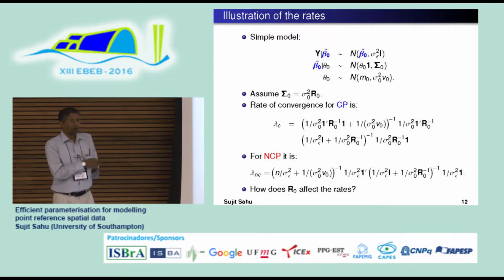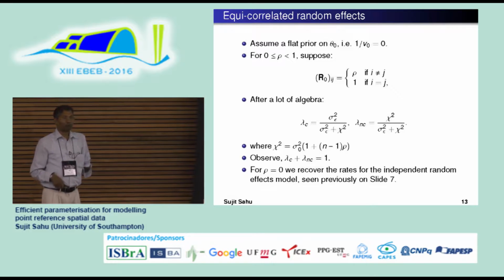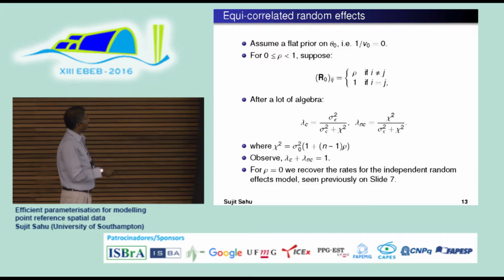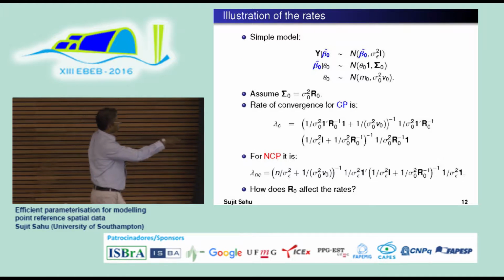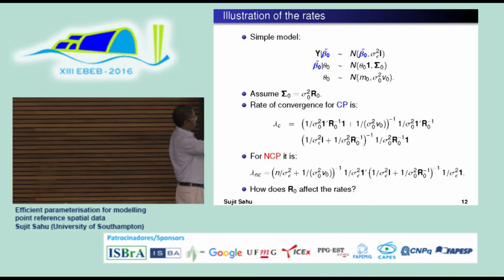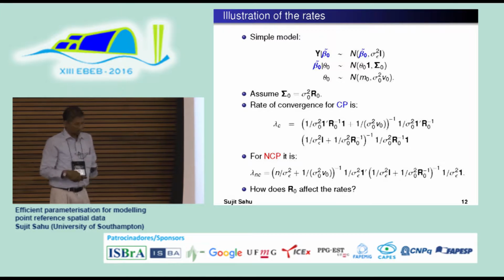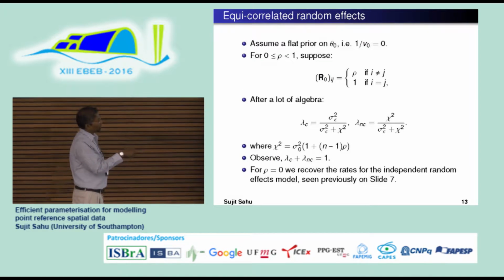This still doesn't look like something we can analyze. But we can illustrate: how does R naught affect the rates? So assume, for simplification, a flat prior on theta naught, like 1 over V naught. So this V naught is here, that's in the prior for the global effects. That's the variance of the prior for the global effects. So assume a flat prior on theta naught, which we often do.